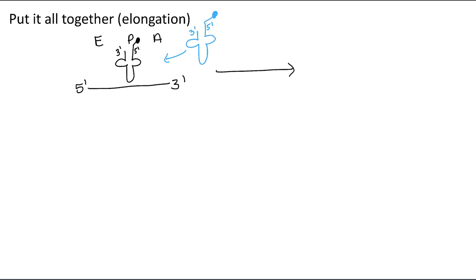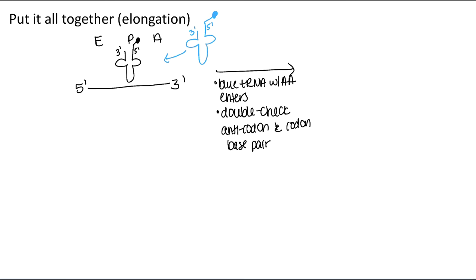As that new tRNA enters, we're going to double check the anticodon and codon base pair. Using hydrogen bonding, we make sure that the anticodon and the codon complement one another. And to do this actually requires energy, a molecule of GTP. GTP is another energy management molecule, very similar to ATP, but the base is different in the nucleotide. The principle is the same. It is simply an energy management molecule. So it takes energy to double check things.